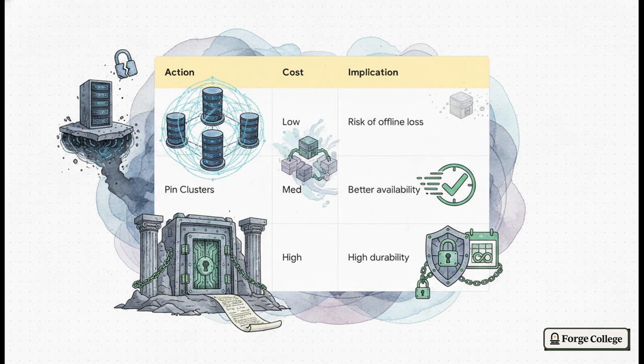But for the absolute ultimate reinforced walls, we look at Filecoin archival deals. Sure, this is a higher cost and it's slower to retrieve, but it guarantees high durability over contractual periods with actual cryptographic verifiable proofs. That is your absolute go-to for long-term provenance.